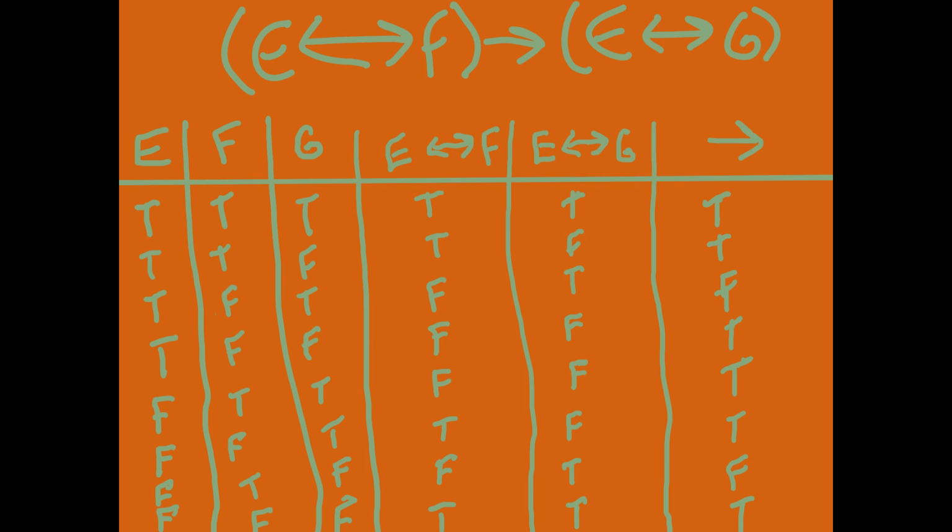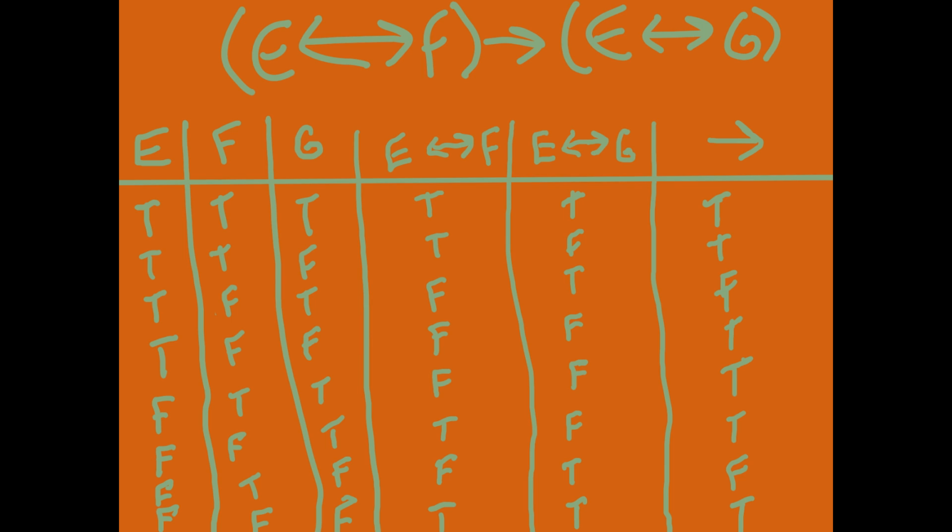Then when we get down to number 6, they're both false. Remember, a biconditional is also true if they're both false. So our biconditional is true here. And then the 7th one, one of them's false, one of them's true. So the biconditional is false. And then our last one is going to be true because they're both false.